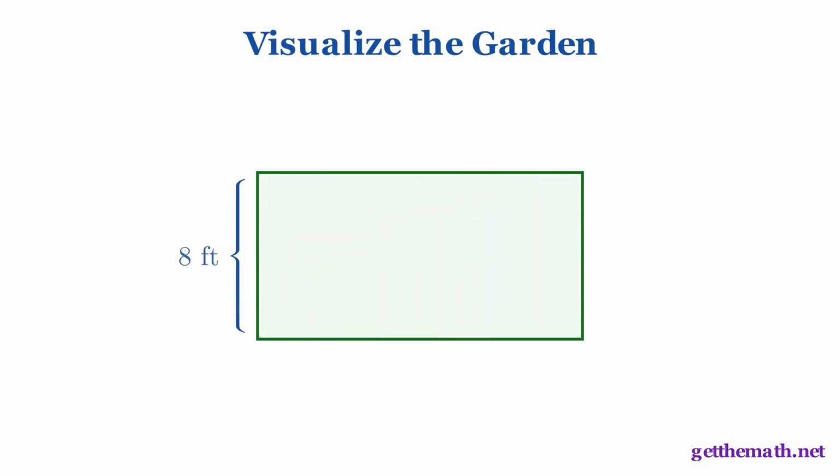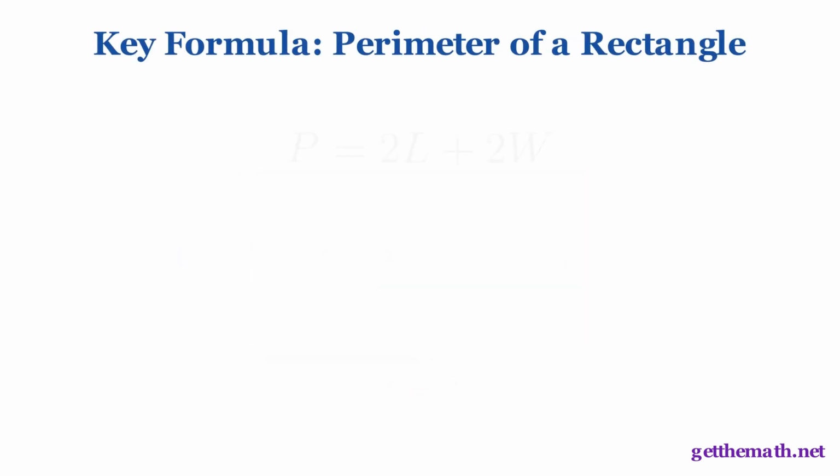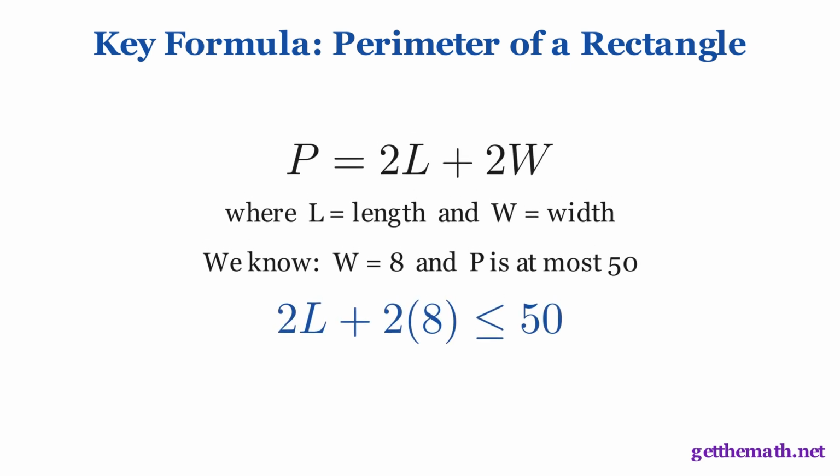We have a rectangle. The width is 8 feet. The length is unknown, we will call it L. The border edging goes all the way around the outside of the garden. That means we are talking about the perimeter. The key formula for the perimeter of a rectangle is P equals 2L plus 2W, where L is the length and W is the width.